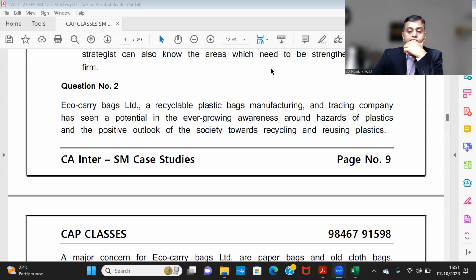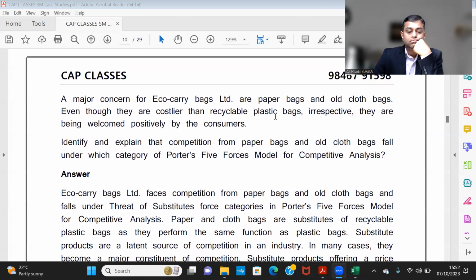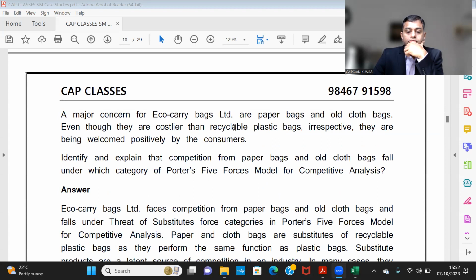Yes, sir. Eco Carry Bags Limited, a recyclable plastic bags manufacturing and trading company, has seen a potential in the ever-growing awareness around hazards of plastics and the positive outlook of the society towards recycling and reusing plastics. A major concern for Eco Carry Bags Limited are paper bags and old cloth bags, even though they are costlier than recyclable plastic bags. Irrespective, they are being welcomed positively by the consumers. Identify and explain that competition from paper bags and old cloth bags fall under which category of Porter's 5-force model for competitive analysis.